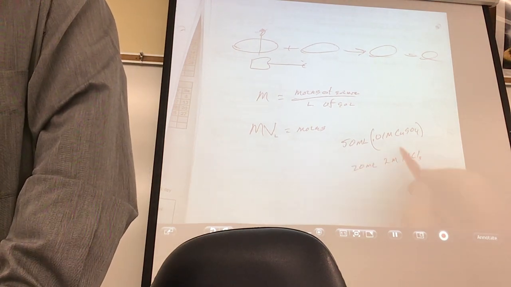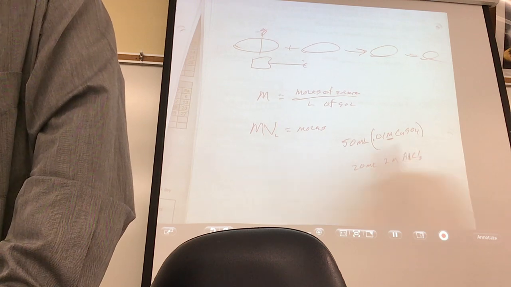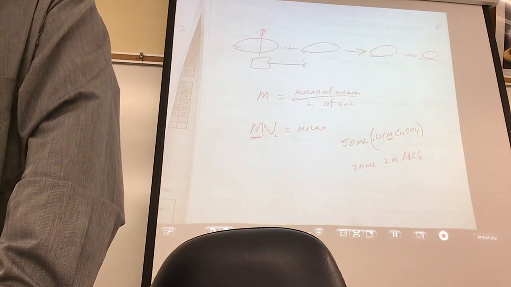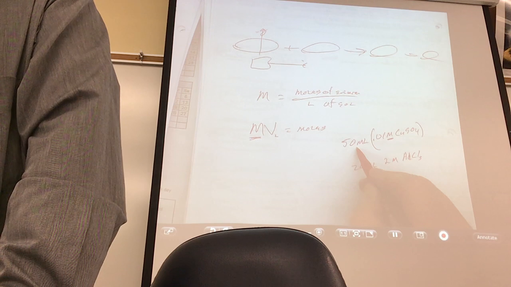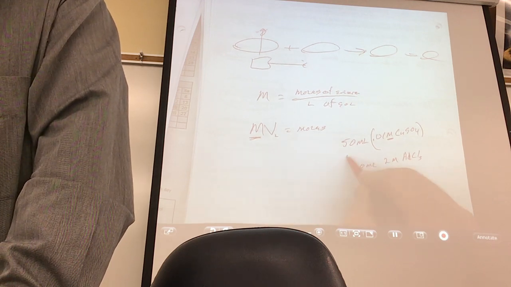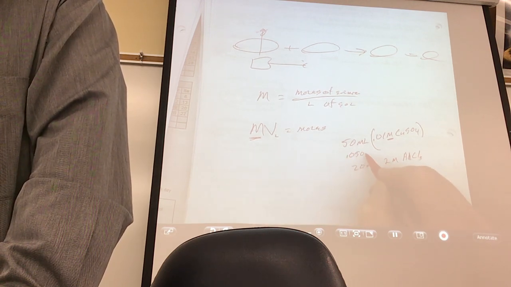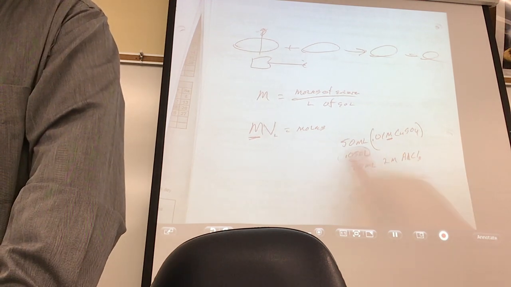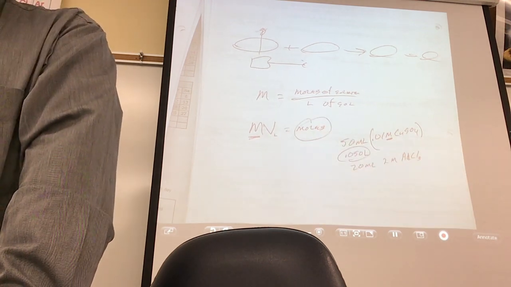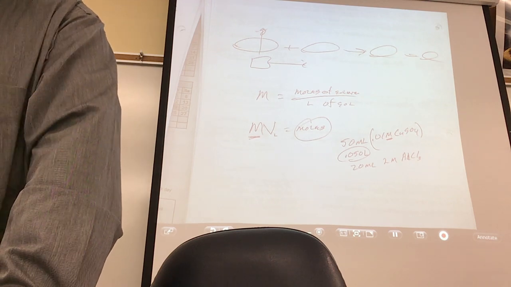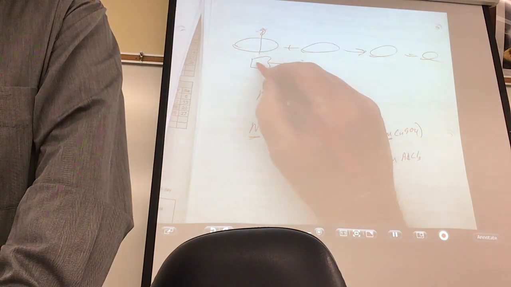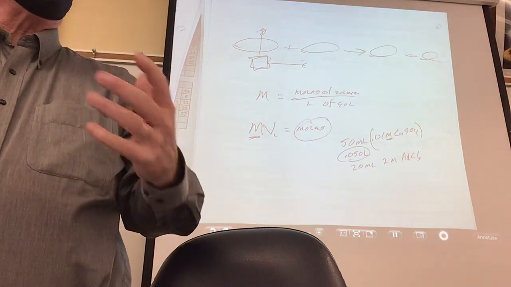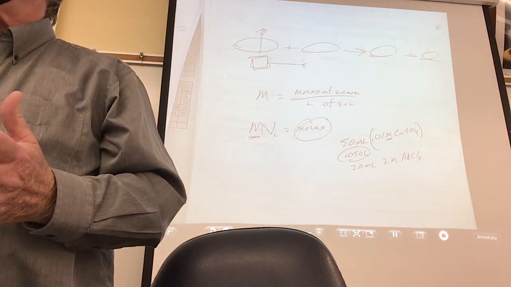If you know the molarity, and there it is right there, you can plug that into here. If you know the volume in liters, that says 50 milliliters, that would be 0.05 liters. Is that correct? If I know the molarity and I know the volume in liters, what does that give me? Moles. And where can you go in stoichiometry? You can go directly into the mole world, just like that.